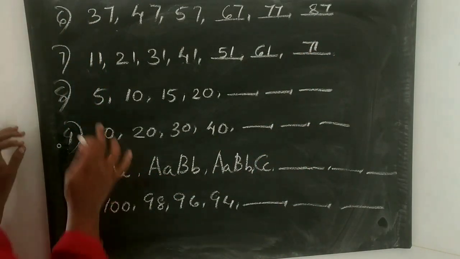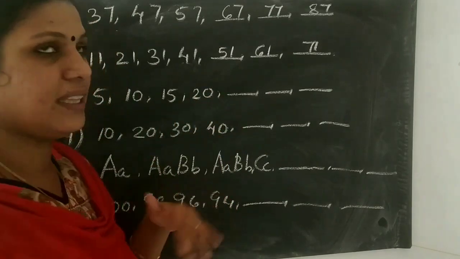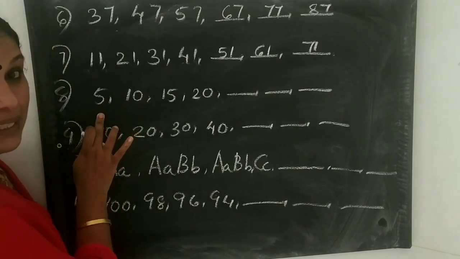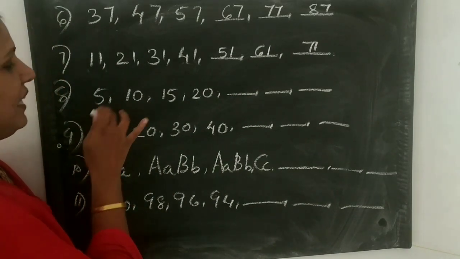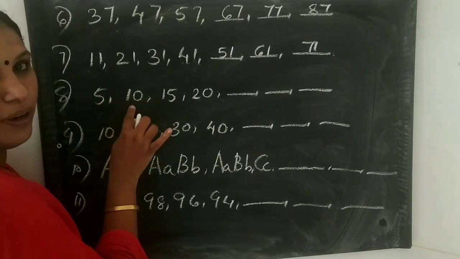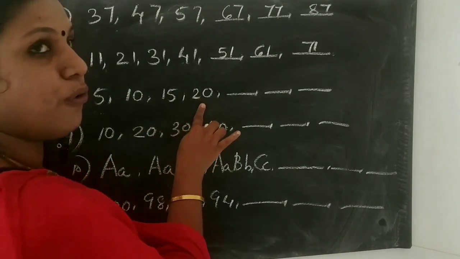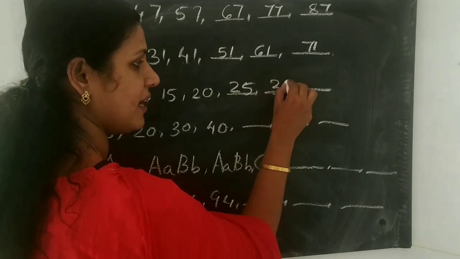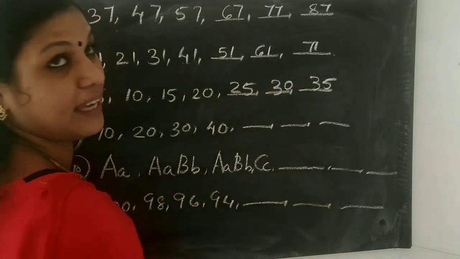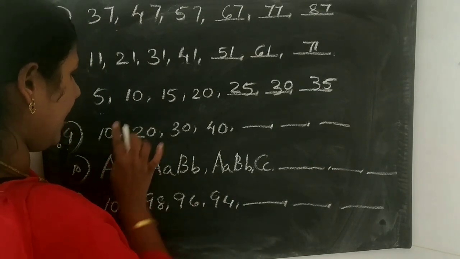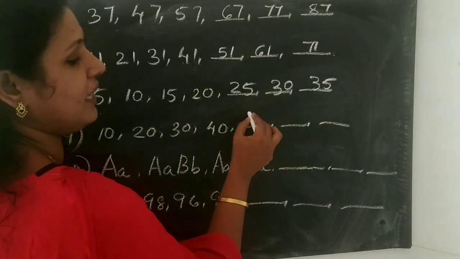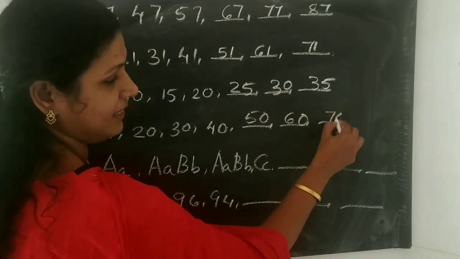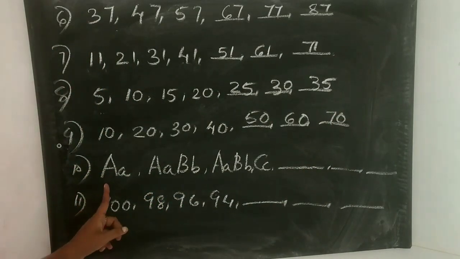Okay. Now here 5, 10, 15, 20, then next is 25. So that is multiples of 5, the multiplication table of 5. You remember that? 1 five is 5, 2 fives are 10, 3 fives are 15, 4 fives are 20, then 5 fives are 25, then 6 fives are 30, 7 fives are 35. Okay, and here 10, 20, 30, 40, 50, then 60, then 70.